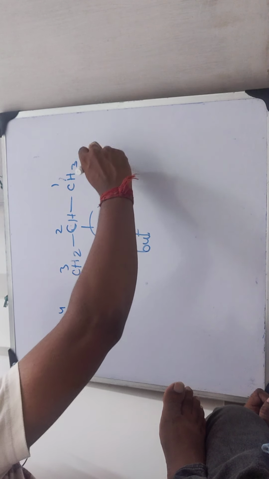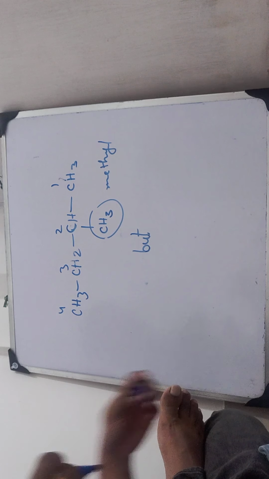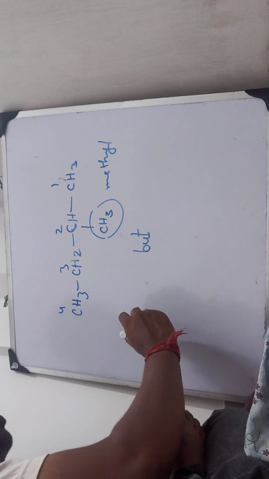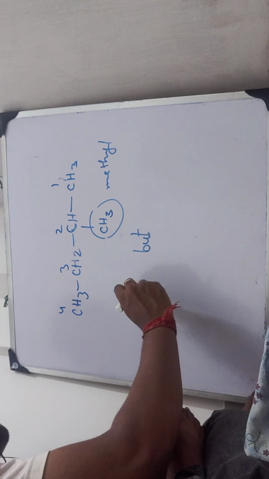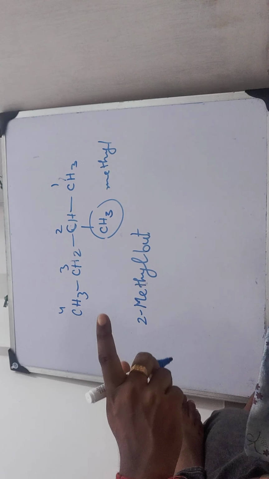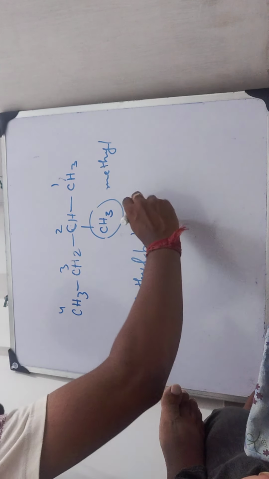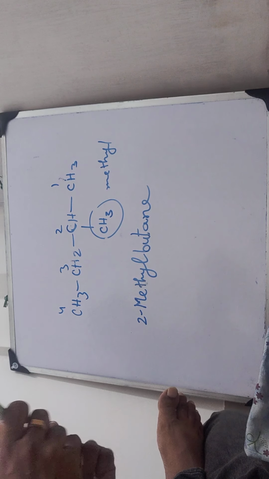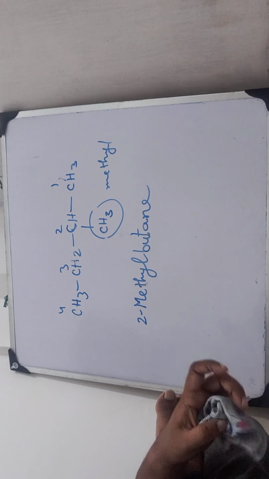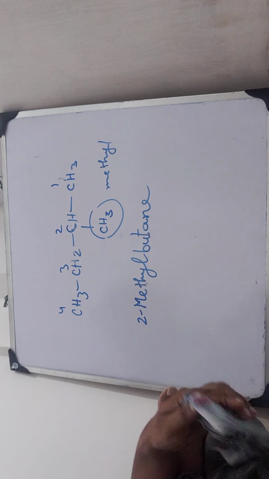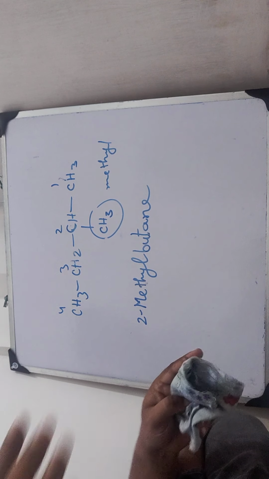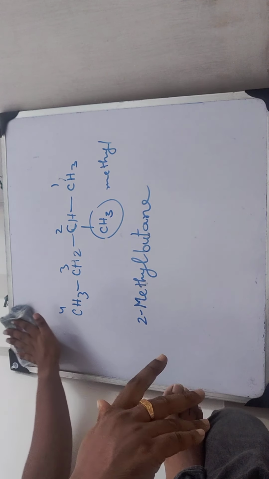And what is the name of this branch? It is methyl. Why? CH4 is methane and CH3 is methyl. So number 2 methyl, but, and as all the bonds are single bonds, we will add ane: butane. So 2-methylbutane is the name of this compound. Is that clear to everyone? I hope so. 2-methylbutane is the name of this compound.